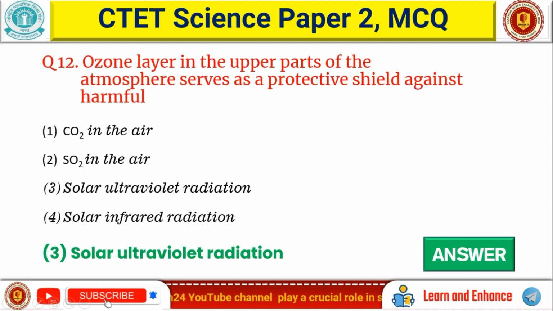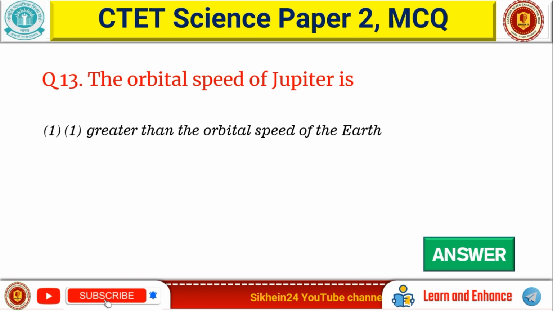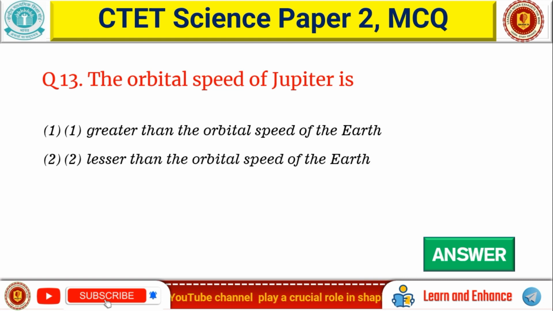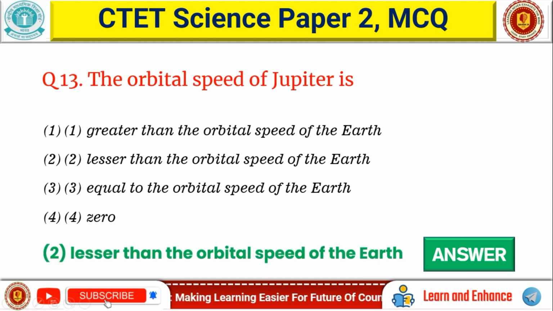Next question on your screen you can see. The orbital speed of Jupiter is first, greater than the orbital speed of the Earth. Second, lesser than the orbital speed of the Earth. Third, equal to the orbital speed of the Earth. And fourth, 0. I think that the orbital speed of Jupiter is lesser than the orbital speed of the Earth. Second option is the correct answer of this question. So it is very important, I think that.